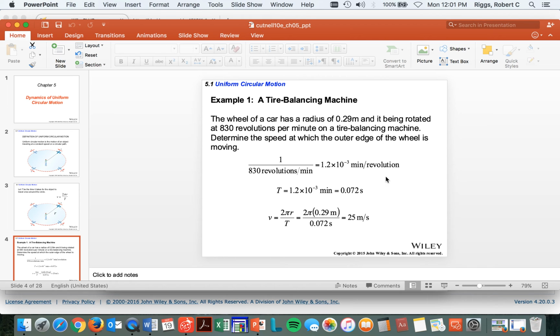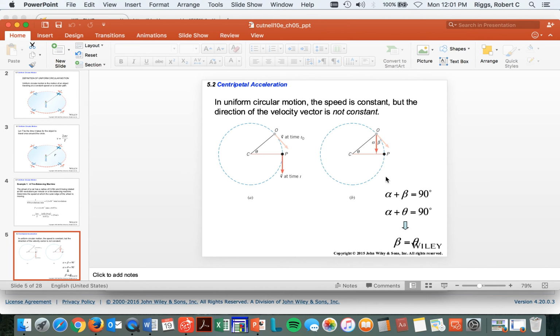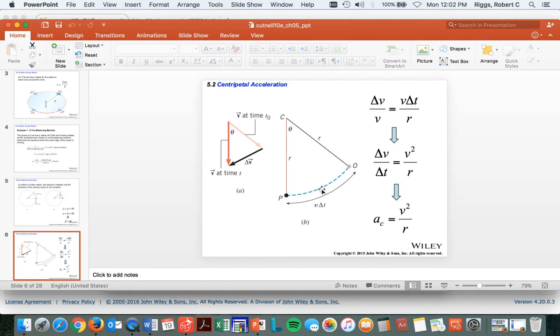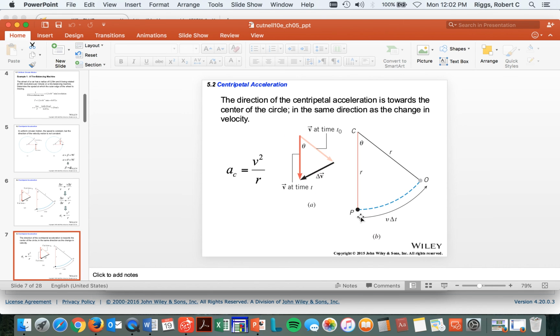One revolution, self-explanatory. In uniform circular motion, the speed is constant, but the direction of velocity is not constant. This is what I was talking about, so it keeps changing. They try and do a little algebraic calculus here, and so our uniform acceleration is equal to v squared over r. It's one of those things, just trust me. It equals v squared over r. I'm going to stop there.